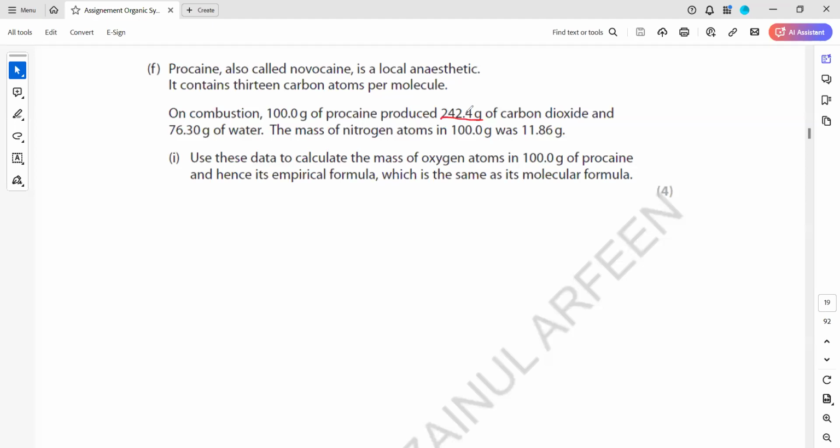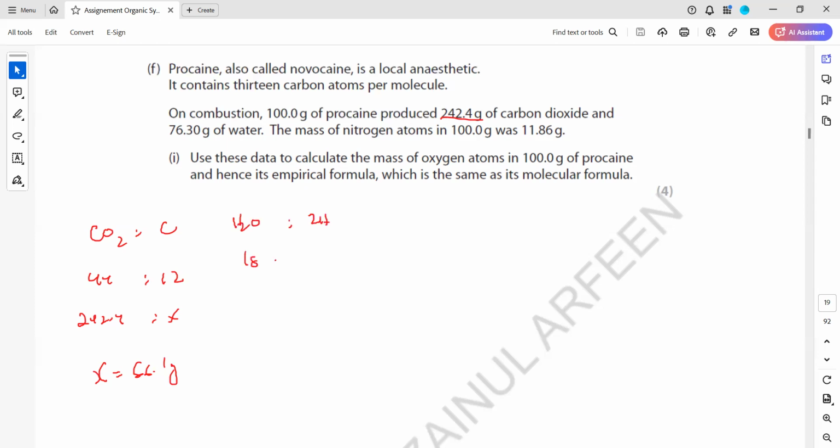We have 242 grams given. So how much mass of carbon is there? We know one carbon dioxide molecule contains one carbon. So 44 contains 12. So if it is 242.4, how much will it be? X. When we cross multiply, this will give us the mass of carbon in this compound, that is 66.1 grams.